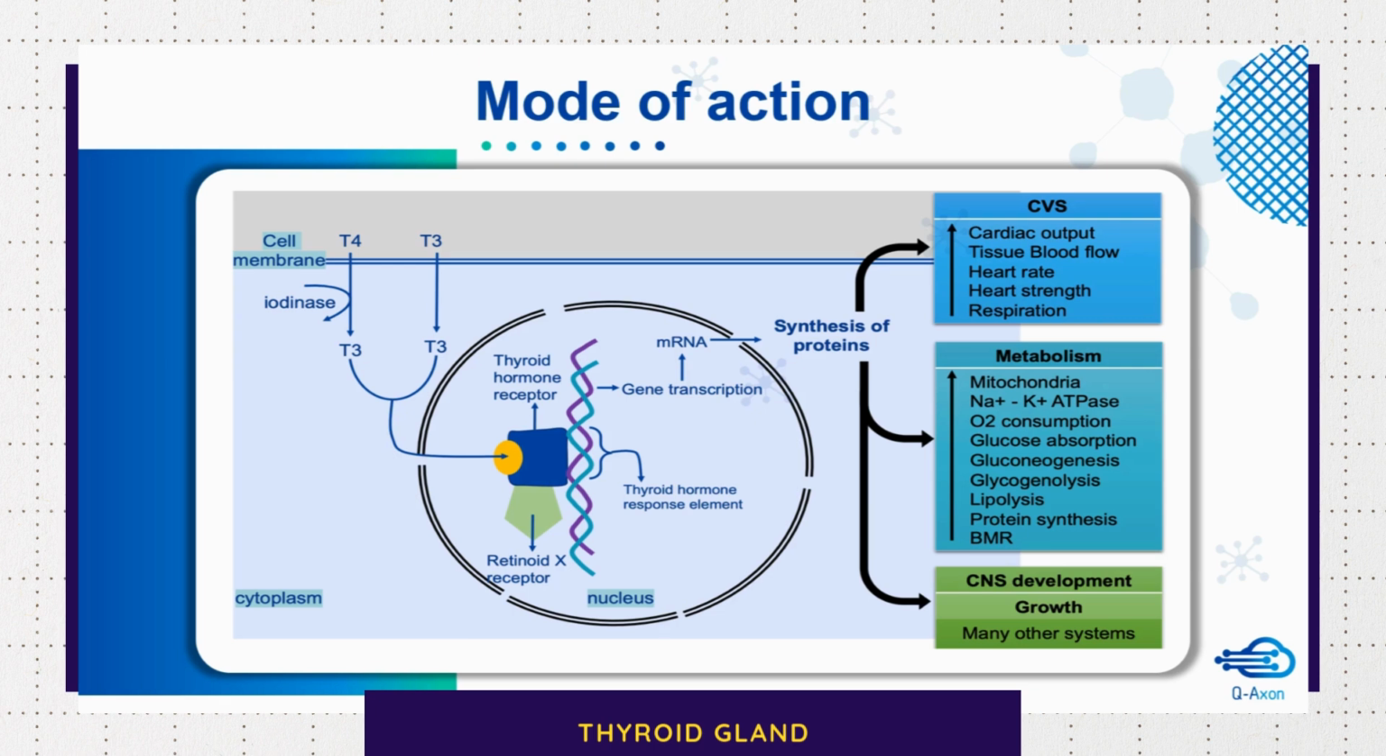In metabolism, there is an increase in the number of mitochondria and mitochondrial activity. There is an increase in sodium potassium ATPase activity, increase in oxygen consumption, glucose absorption, lipolysis, gluconeogenesis, and an increase in BMR. Thyroid hormone is very essential for CNS development. It also plays a big role along with growth hormone in the growth of the individual. These are some actions of thyroid hormone.